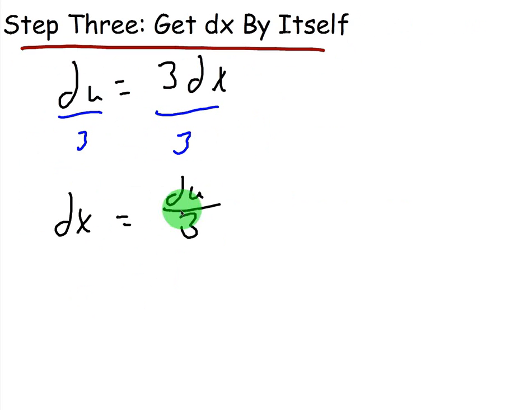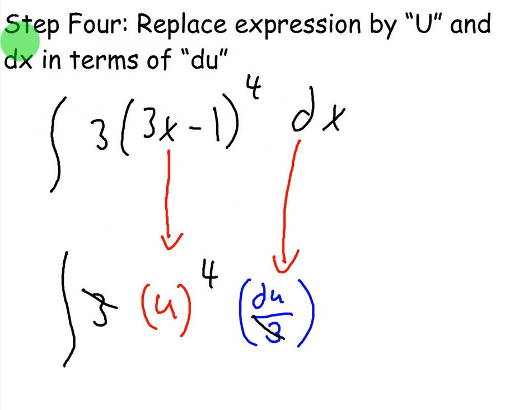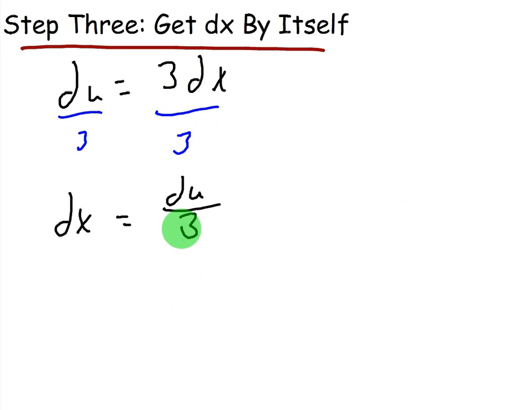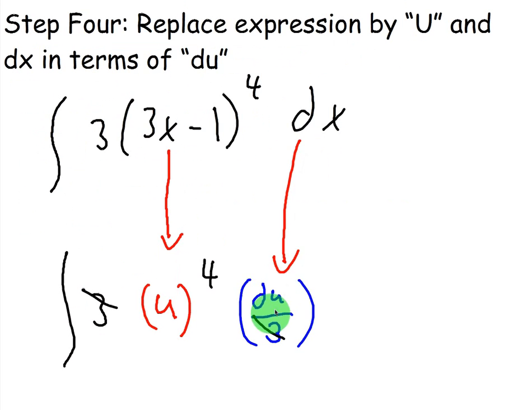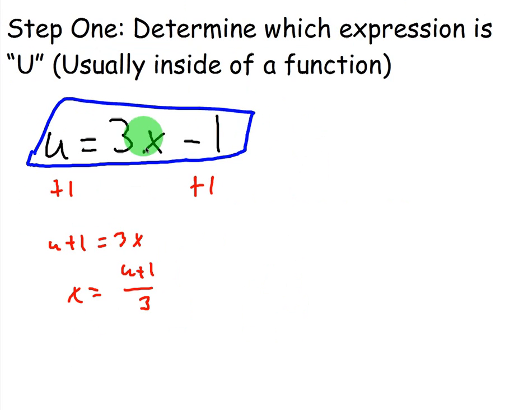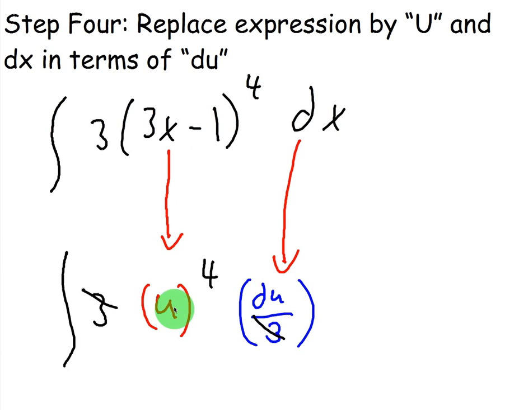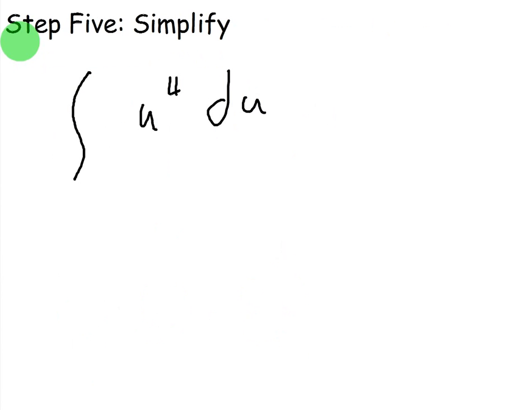So now we have dx is equal to du over 3, and we're going to put all this together for step 4. Step 4, replace expression by U and the dx in terms of du. Notice how we just said that dx was equal to du over 3, so we are going to be replacing dx with du over 3. And we also said that 3x minus 1 was equal to U from step 1, so we're going to be replacing 3x minus 1 with U. So now we have the integral of 3U to the 4th times du over 3. And you can already see that these 3's are going to cancel each other out. It's going to lead us to step 5, which is to simplify.